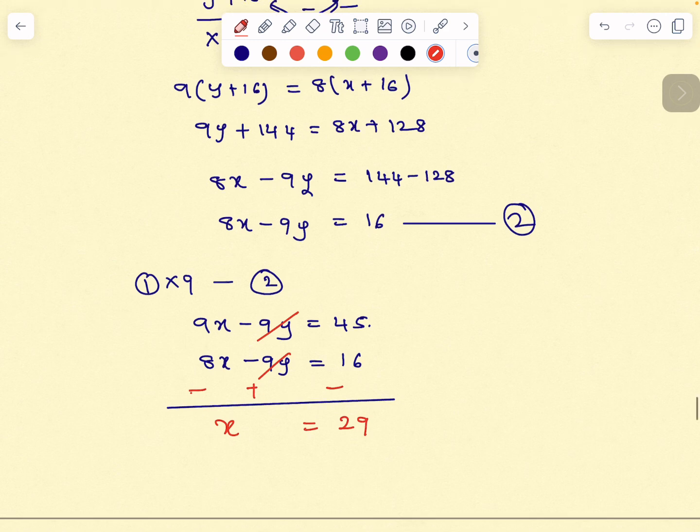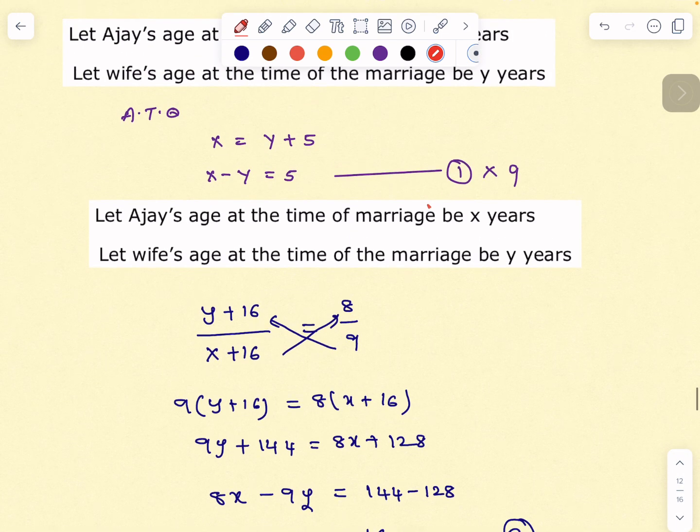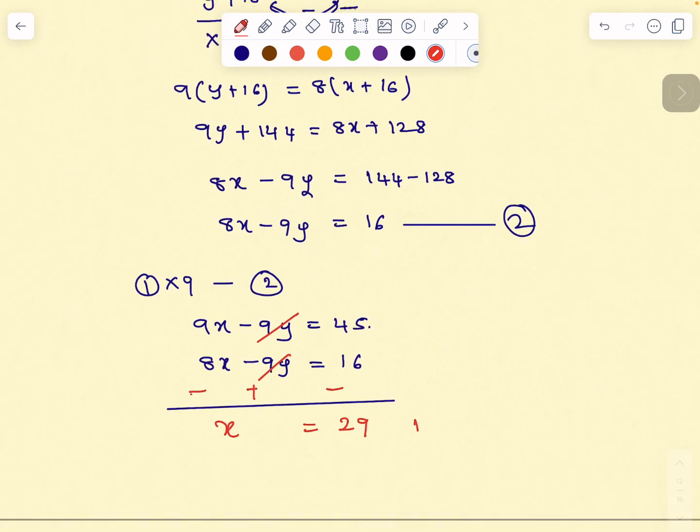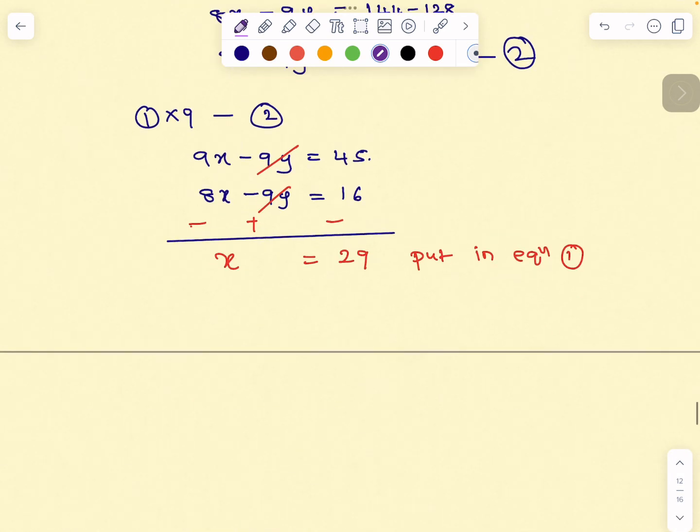So x equals 29, meaning Ajay's age at the time of his marriage is 29 years. Then find the age of his wife at the time of their marriage by putting x equal to 29 in equation 1. Equation 1 is x minus y equal to 5, so 29 minus y equal to 5. So y equals 29 minus 5, which is equal to 24. So Ajay's age at the time of their marriage is 29, and the wife's age is 24 years.